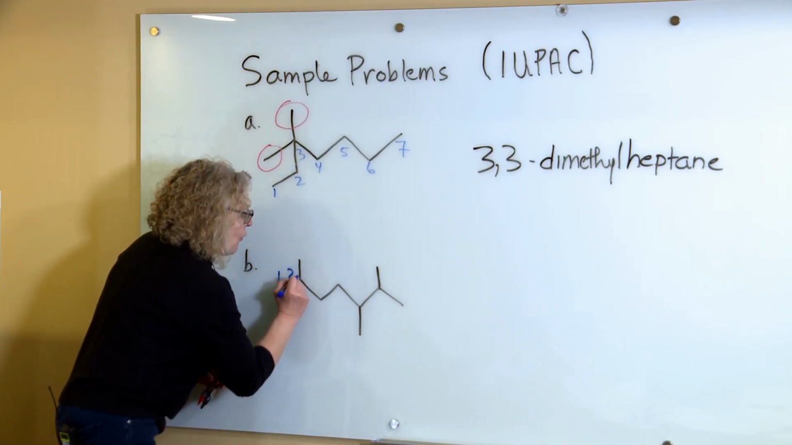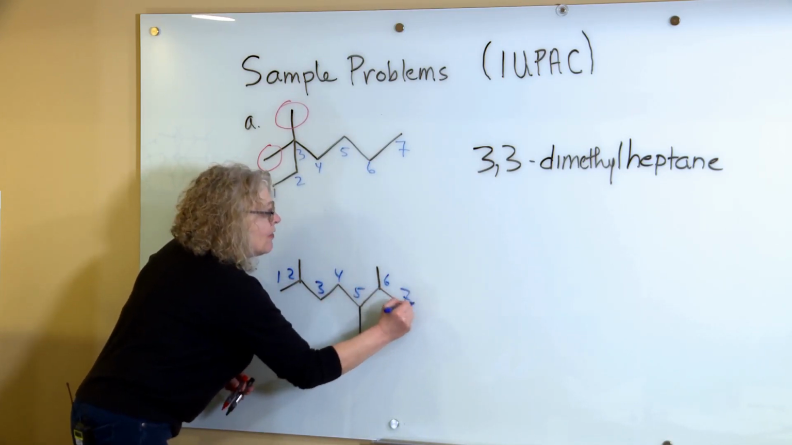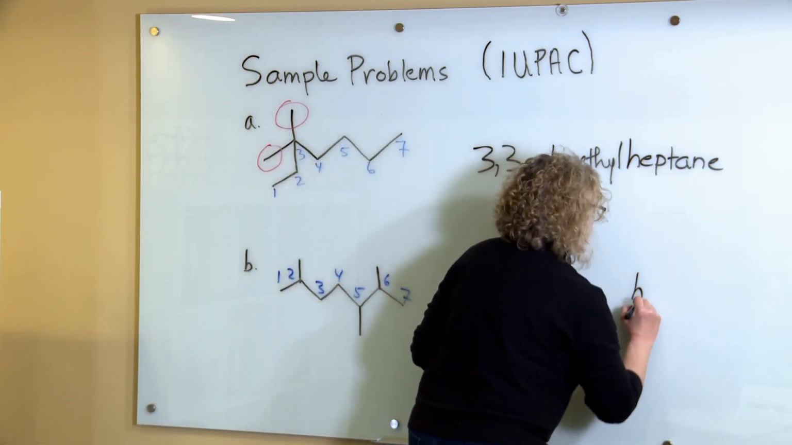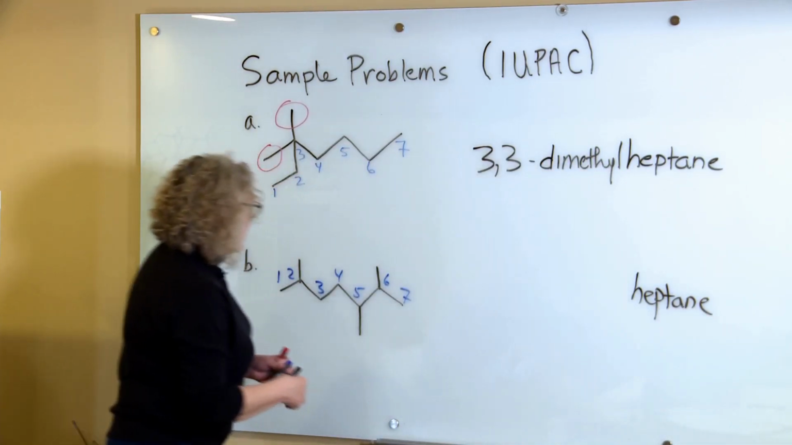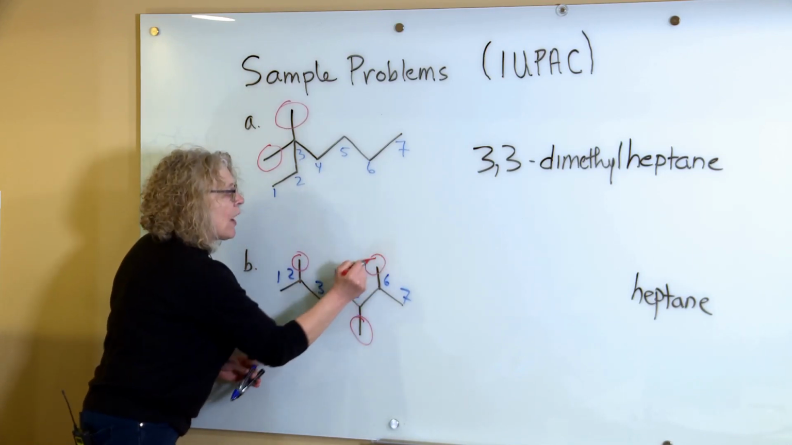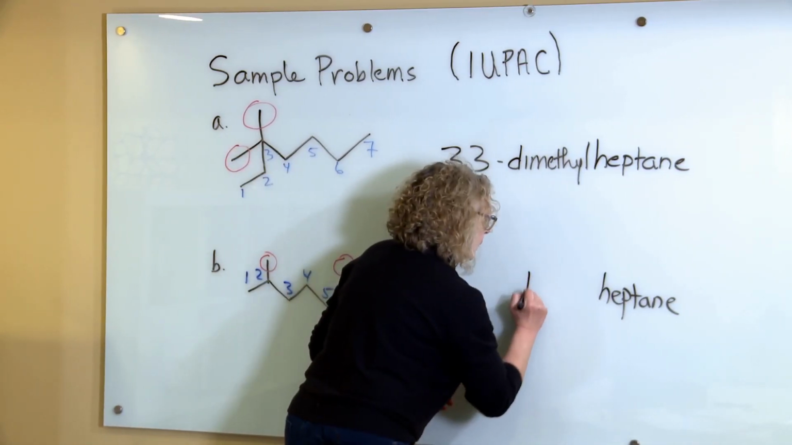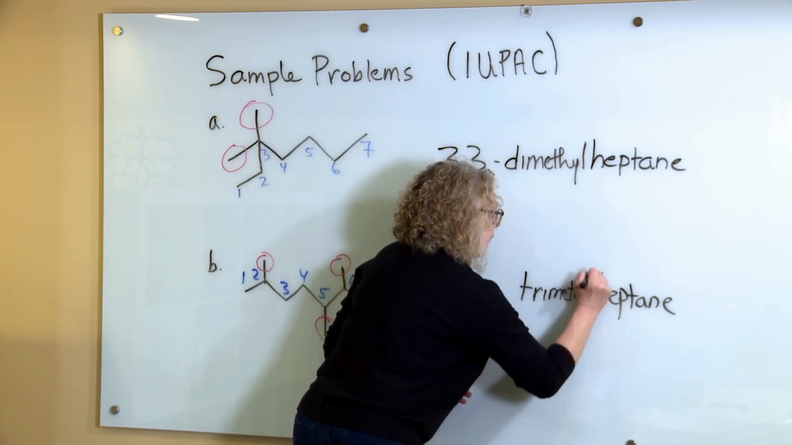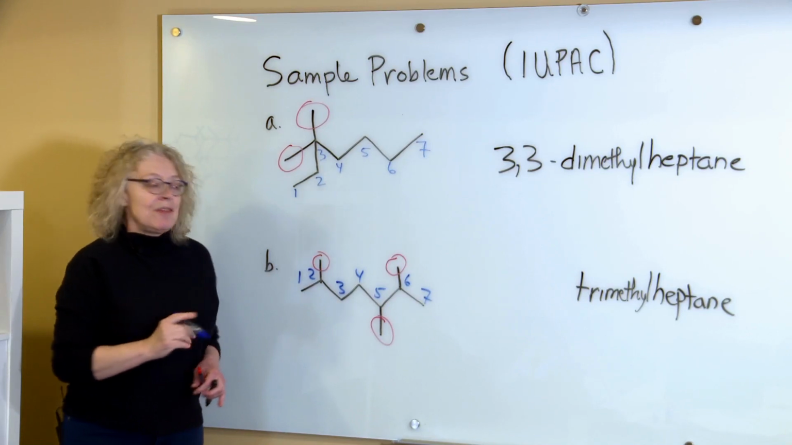In the next problem, the longest chain is in fact horizontal. So let's just go from left to right as we normally do. This is again a heptane, so let's put our parent name down. In this case, we have 3 methyl groups. So let's circle them so we can keep track of them. So this is a trimethyl heptane. The big question here is, what is the numbering?